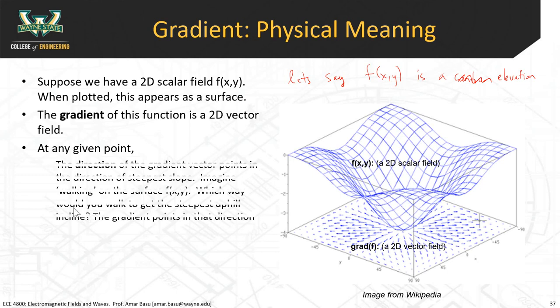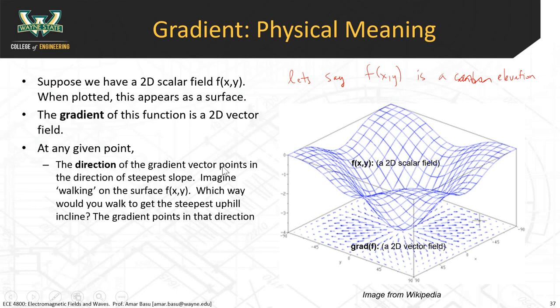So let's do one at a time here. The direction of the gradient vector points in the direction of the steepest slope. If this was an elevation function, and let's say I was standing right here where my mouse is, I'll mark it with a pen here. Let's say I was standing right here, and my question to you is, what is the gradient at that point in space? The direction of the gradient vector points in the direction that you should walk in for the maximum increase, the maximum slope.